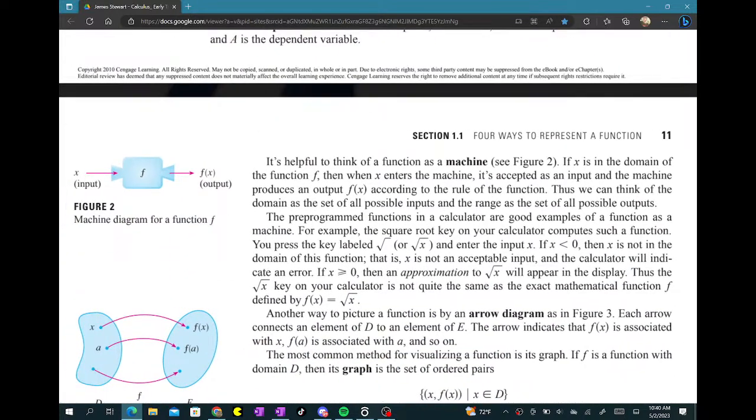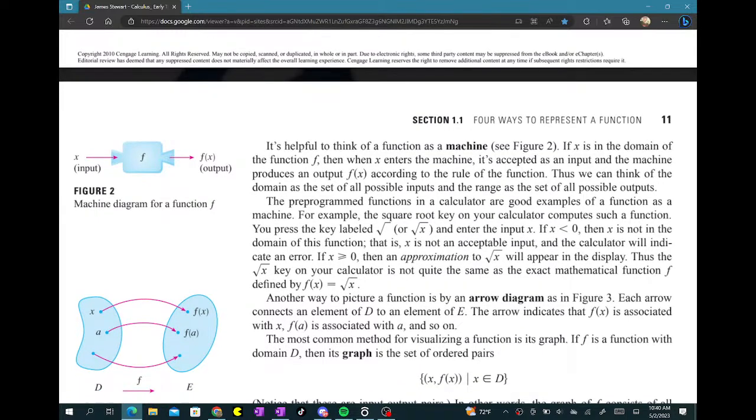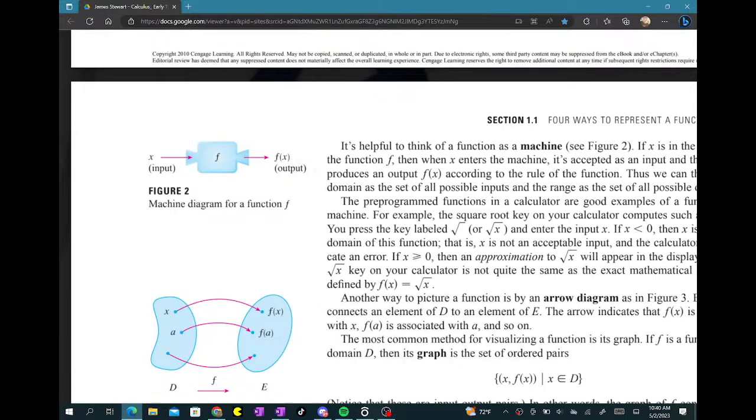And then it says it's helpful to think of a function as a machine. So this is when, in algebra, they taught you about how a function acts as a machine. You put in something for x, you get something out for f of x. And the machine is f. So basically, you get out something that's called f of x.